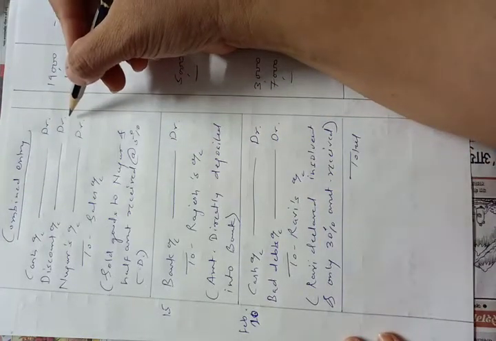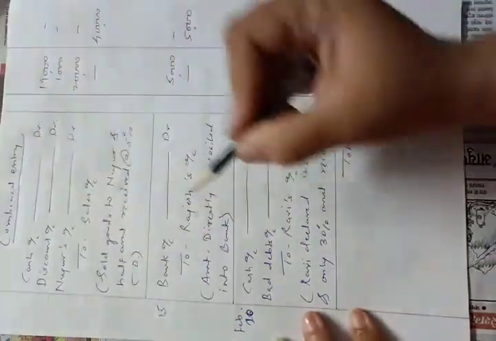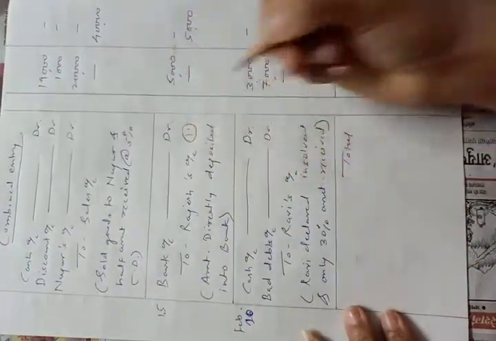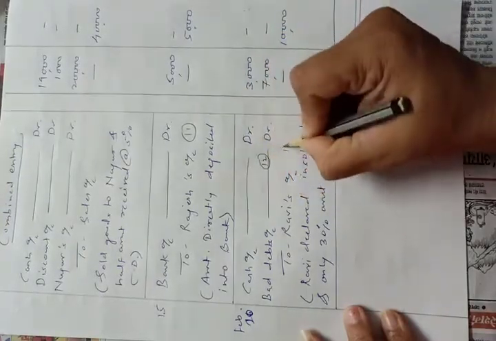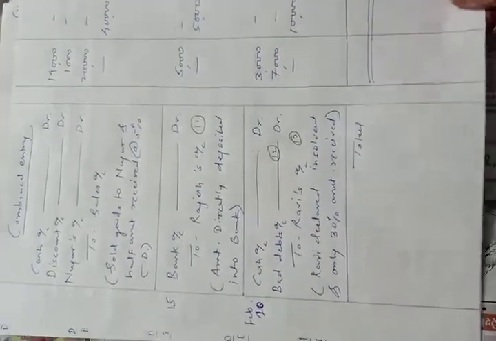Understood? Now here we have prepared the cash account. Here the discount, this is the combined entry 1 2 3, we have written here already 8 9 10, so no need of thinking about this entry again. Bank account we have prepared already. Yes, Rajesh's account, this will be the 11th account. Then here the cash account we have prepared. Bad debts account will be the 12th account, and the 13th account will be Ravi's account. In this way we have to prepare 13 accounts in this problem.